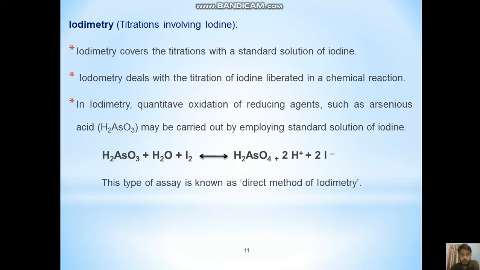In iodimetry, quantitative oxidation of a reducing agent such as arsenious acid, H3AsO3, may be carried out by employing a standard solution of iodine. Already I've told you that we need a standard solution of iodine. There will be a liberation of iodine. This type of assay is known as the direct method of iodimetry. Here you can see the reaction involved: this arsenious acid reacts with iodine, I2.